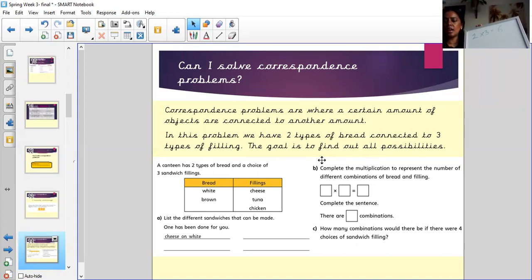Then it says on letter C, how many combinations would there be if there were 4 choices of sandwich filling? So instead of having 3, where we've got cheese, tuna, and chicken, let's think of a 4th one. Maybe egg and cress. So that's a different type of filling. So 4 types of fillings would mean we would do 2 times 4, which equals 8. So the answer would be 8.